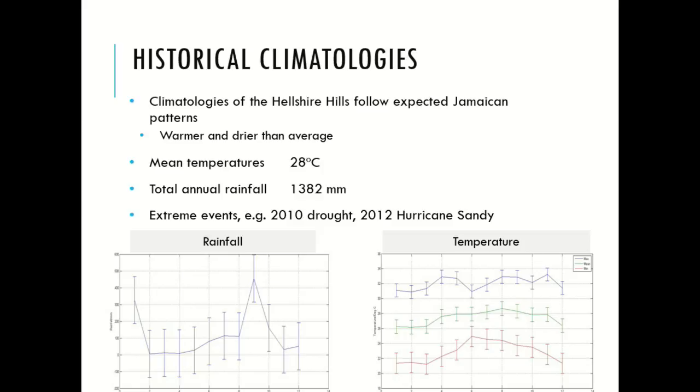So just to run through the historical climatology of Hilsha very quickly, it basically follows a similar pattern to what the rest of the island follows, except that it's much hotter and much drier. On your left, you will see the climatology of rainfall. That's basically the mean monthly rainfall that is obtained in Hilsha. Annually, we get about 1,382 millimeters of rainfall. Most rainfall is during the October to September period. And temperature, of course, is highest during the summer.